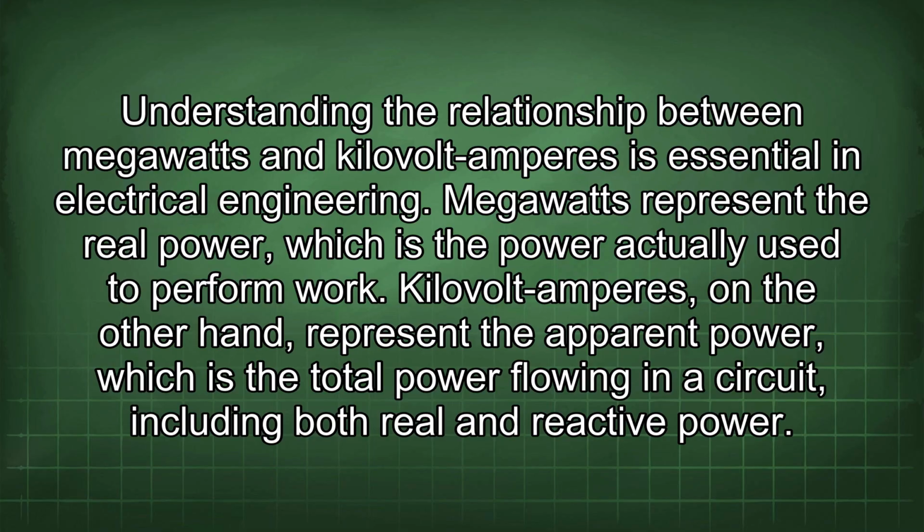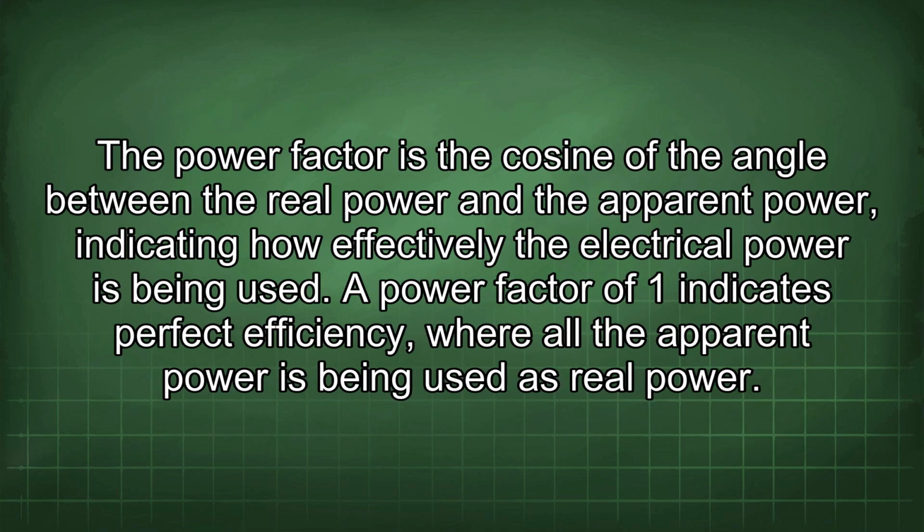Megawatts represent the real power, which is the power actually used to perform work. Kilovolt-amperes, on the other hand, represent the apparent power, which is the total power flowing in a circuit, including both real and reactive power. The power factor is the cosine of the angle between the real power and the apparent power, indicating how effectively the electrical power is being used.